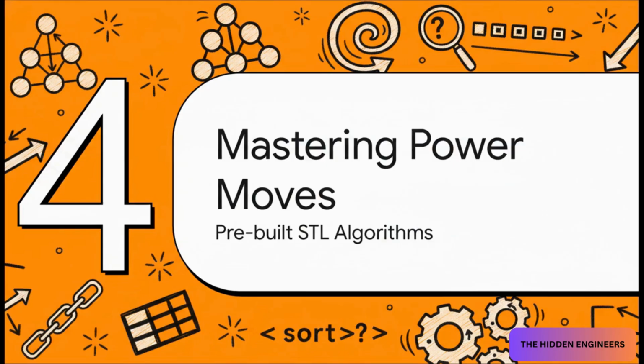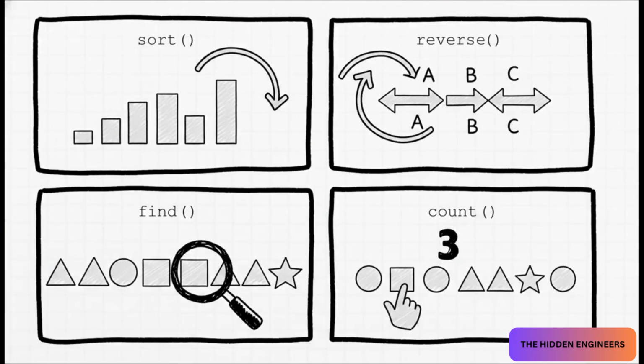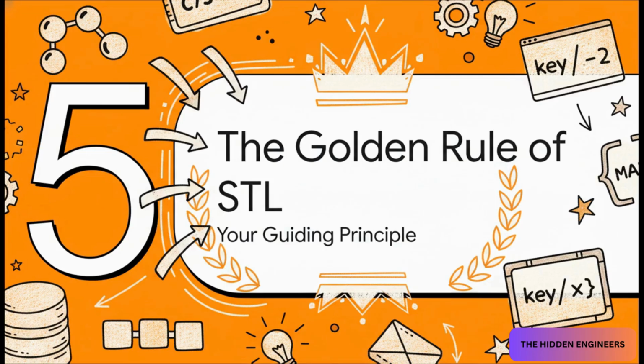Okay, so we've got our core data structures. But wait, there's more. The STL also gives us a huge library of pre-built algorithms that work directly on these structures. These are your power moves. Need to sort a vector? That's one line. Sort. Need to reverse it? One line. Reverse. Want to find an element or count how many times it shows up? Again, a single, powerful command. Mastering these saves you from writing so many tedious, error-prone loops. It's a lifesaver.